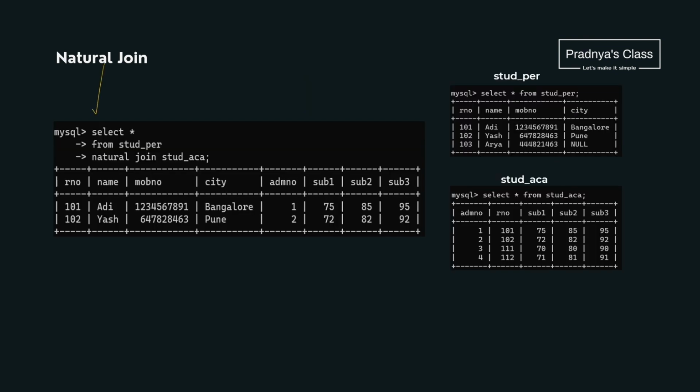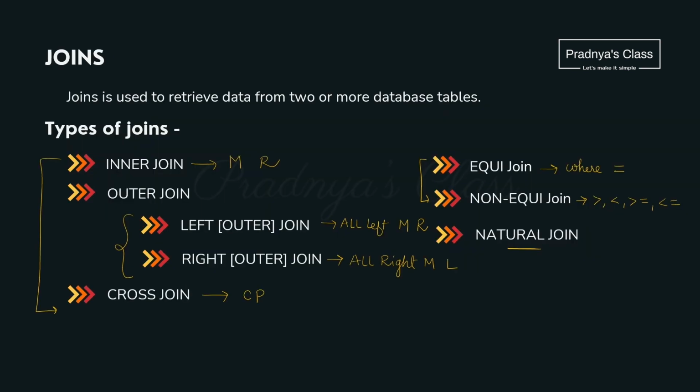Let's apply natural join on these two tables. Select star from student personal natural join student academics. Look at the output. We are getting only matching records. Natural join will automatically match the common column and it will display the matching records. It's time to summarize. Natural joins also display the matching records, but there is no need to specify the common column. Take a screenshot of this page or fix it in your mind.